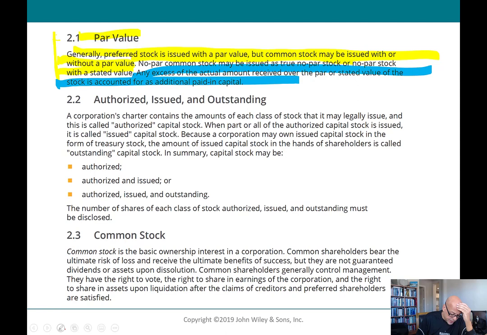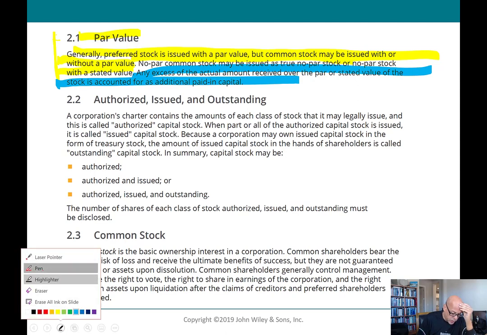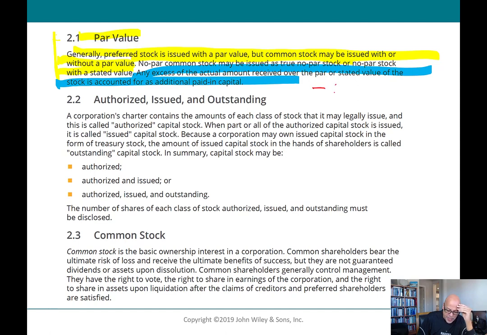In this class, you're going to see me often refer to it as APIC. I'm not a big abbreviation guy, but that's one that I like. Additional paid-in capital in excess of par.